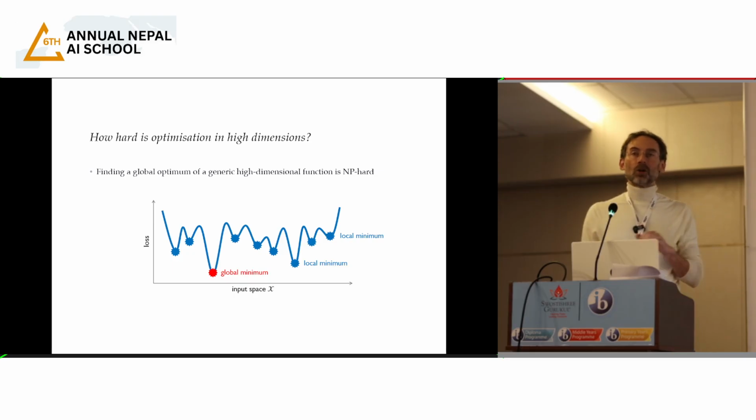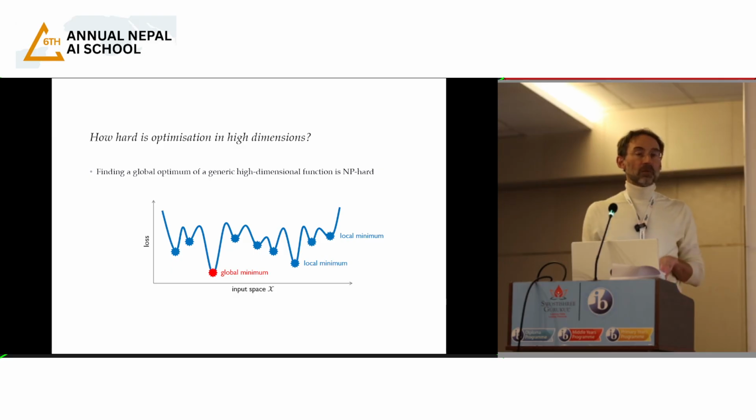So this is how our loss function looks like. It is typically non-convex, right? So finding this minimum is an intractable problem. So we are interested in this. In practice, we can find a local minimum.